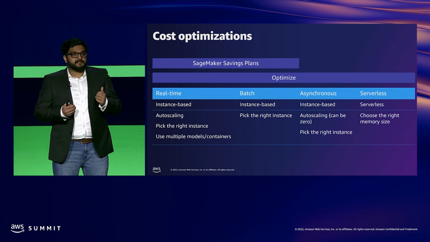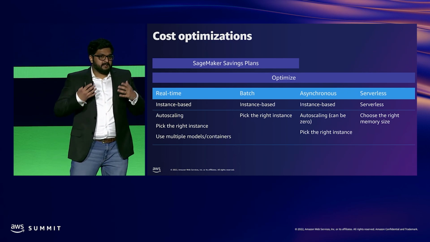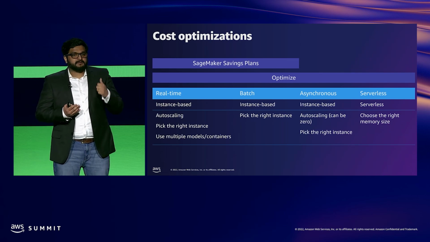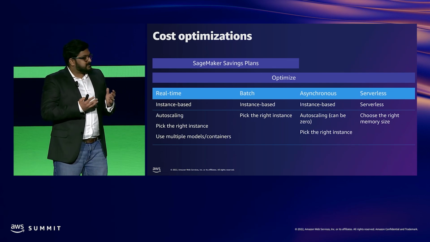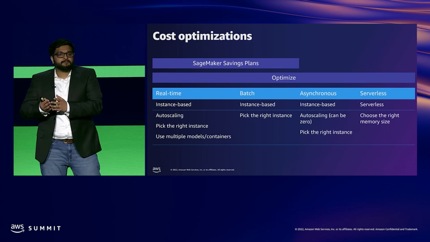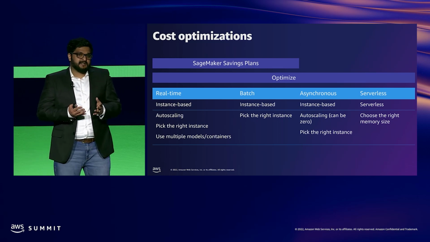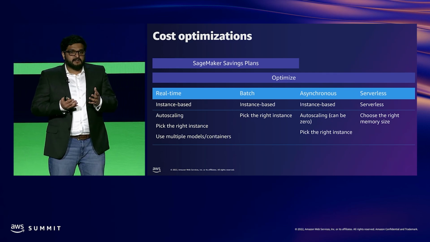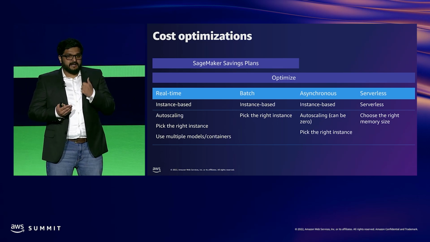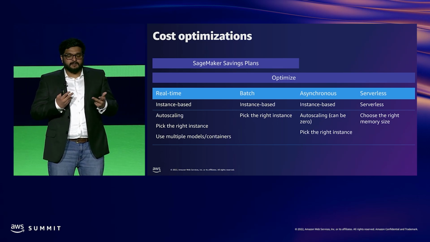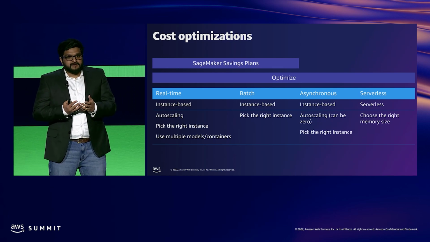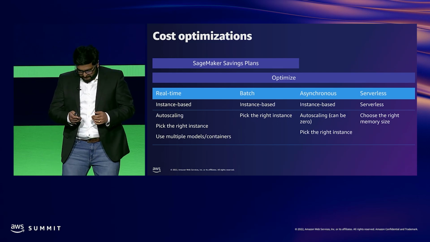With serverless, you can optimize your cost and increase your performance by choosing the right memory size. And we'll talk more about this in the next demo. As you can see, a common pattern across multiple inference options is to choose the right instance type. That's why we provide a managed service called SageMaker Inference Recommender, which helps you pick the right instance, the instance count, the model configurations, and the container configurations to help you save costs and optimize your performance.